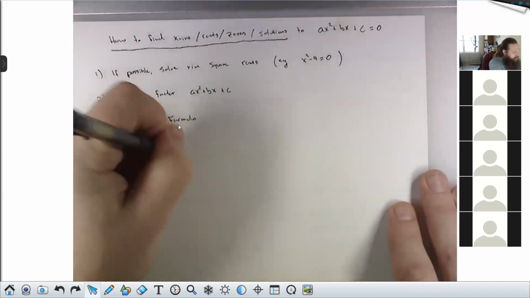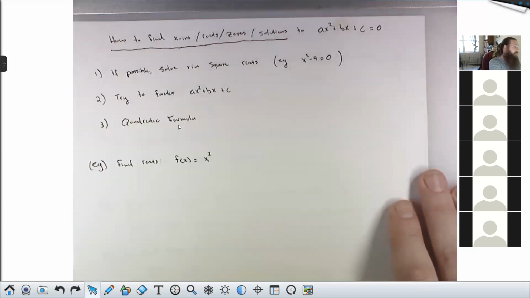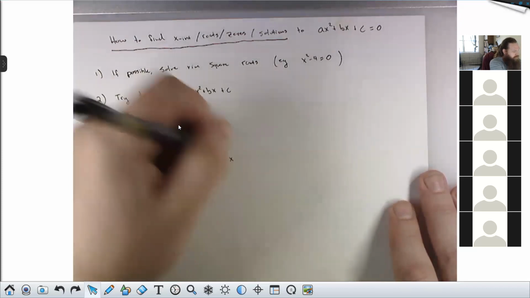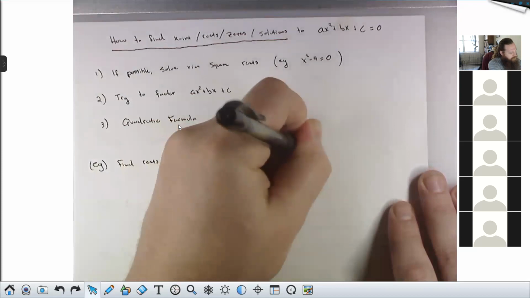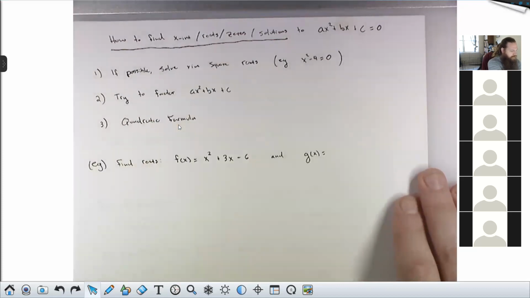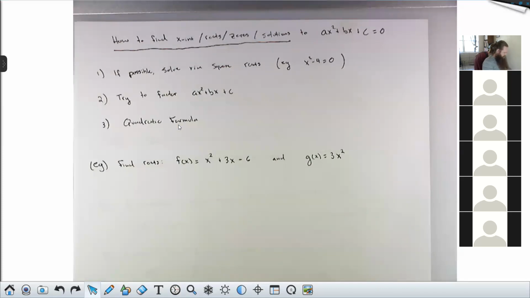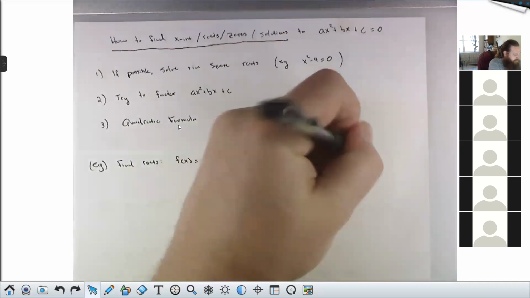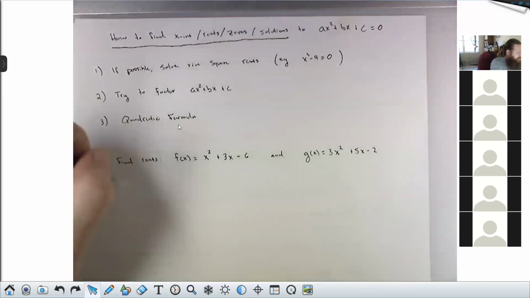Find the roots of f of x. Let's do something kind of simple. Let's see, do I have a good example ready for this? So earlier, something fresh. Here we go. All right. And each of these will be able to do by factoring.